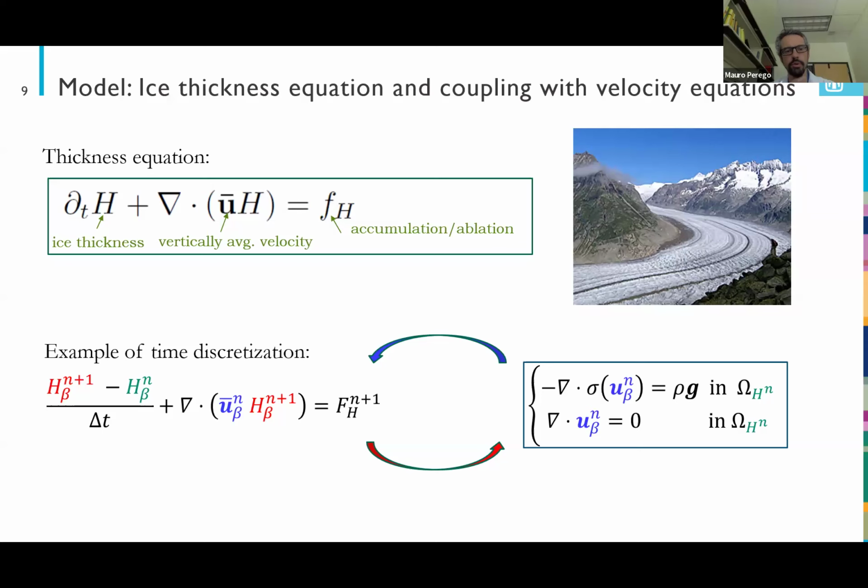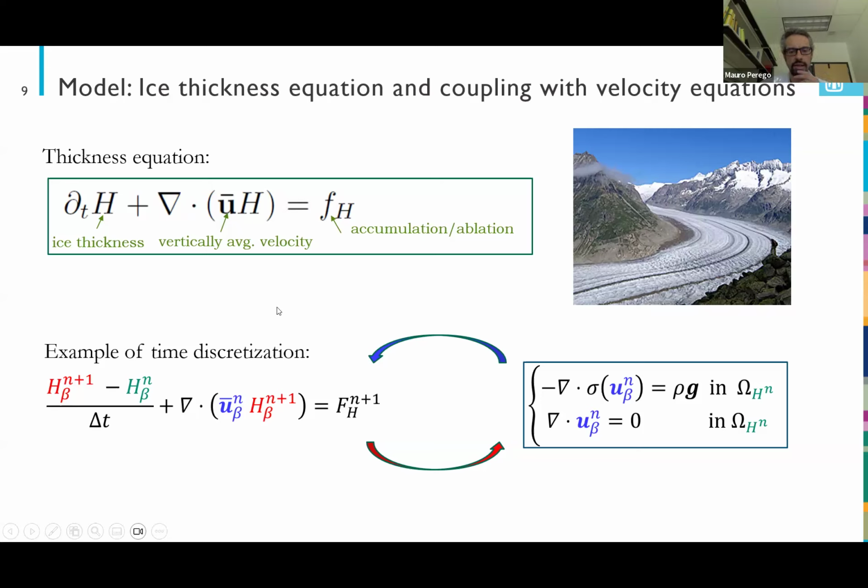And then another important equation is the thickness. If you think of the ice as an extruded domain, extruded in the vertical direction, the thickness of the ice can be modeled by this equation, where h is the thickness, u bar is the vertically averaged velocity. So you compute the velocity with Stokes, and then you average that along the vertical direction. And then you have some accumulation-ablation rate, that, for example, is due to snow accumulation. If there is accumulation, it will be a positive term. If there is some melting on the surface, then it will be a negative term.